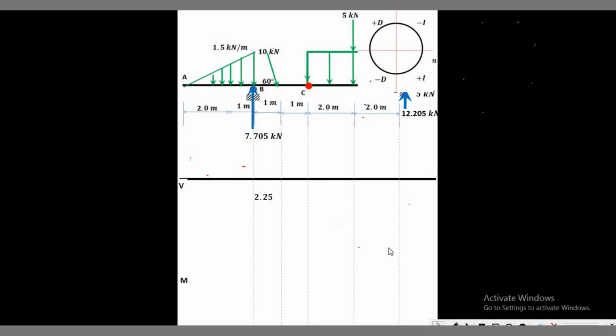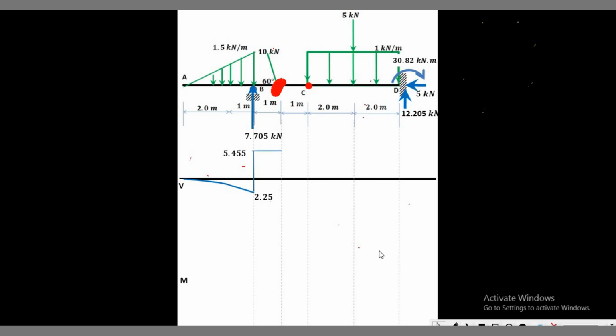And from 0 to 1.5, so that is increasing, negative increasing. It will look like that one. Then from nag-end ako kay 2.5, merong pataas na 7.705. So plus 7.705, 5.455. Then from B hanggang dito sa point na to, walang load.